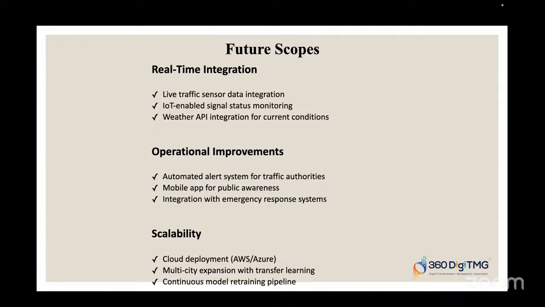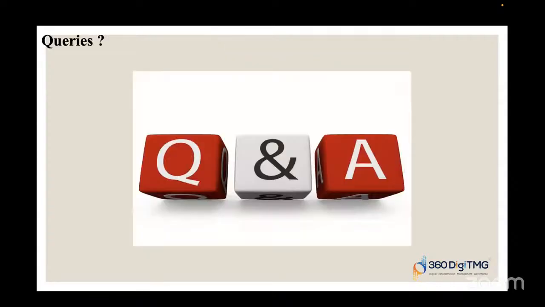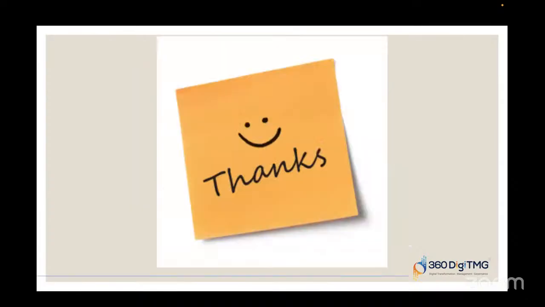The future scopes are real-time integration with live traffic sensors. Then operational improvements, like an automated alert system for traffic authorities, a mobile app for public awareness, and integration with emergency response. We can also scale this product through AWS, Azure, and others. So this is our project description.